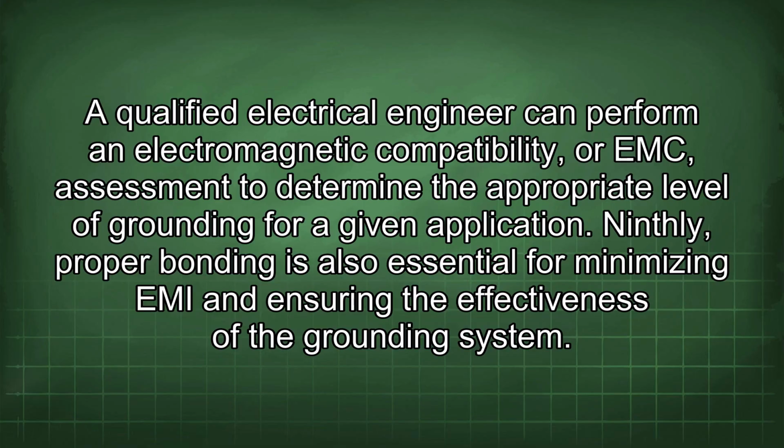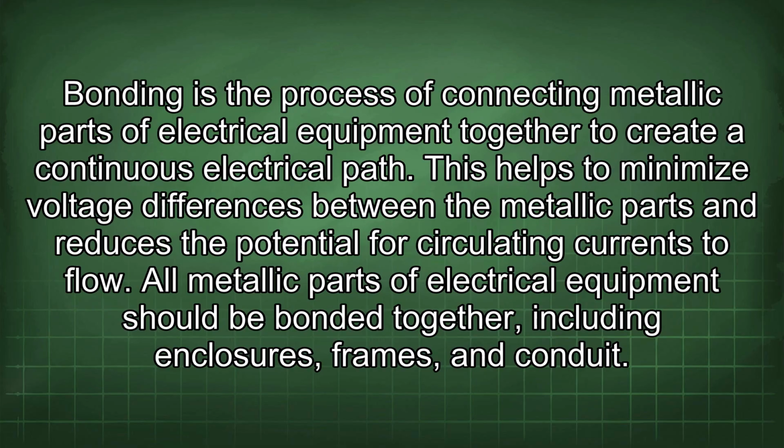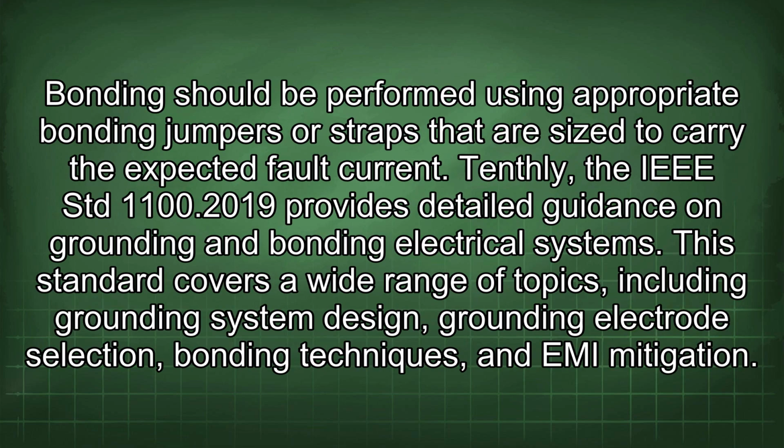Ninthly, proper bonding is also essential for minimizing EMI and ensuring the effectiveness of the grounding system. Bonding is the process of connecting metallic parts of electrical equipment together to create a continuous electrical path. This helps to minimize voltage differences between the metallic parts and reduces the potential for circulating currents to flow. All metallic parts of electrical equipment should be bonded together, including enclosures, frames, and conduit. Bonding should be performed using appropriate bonding jumpers or straps that are sized to carry the expected fault current.